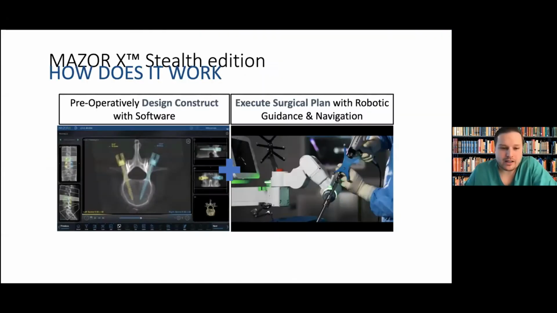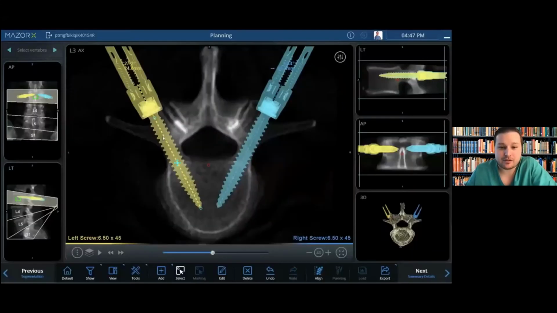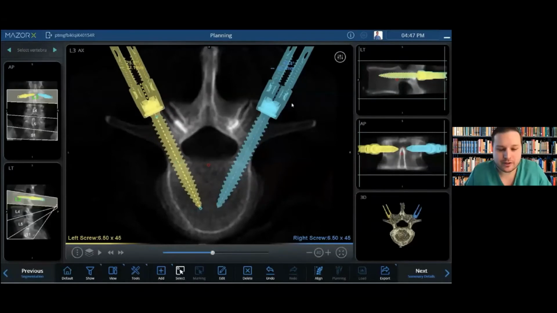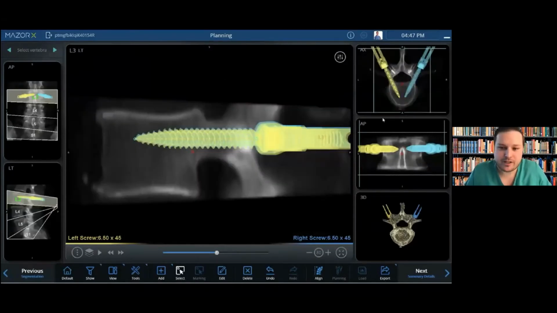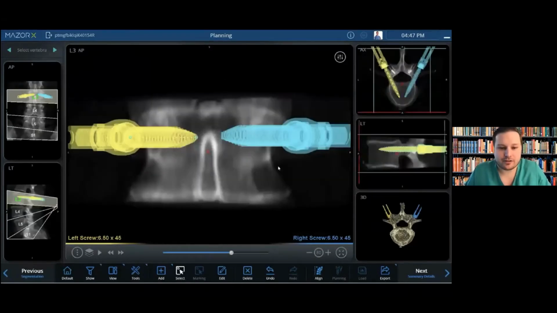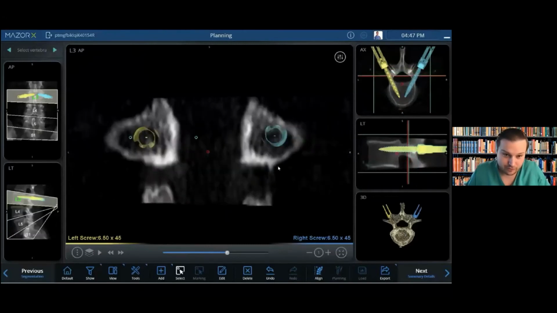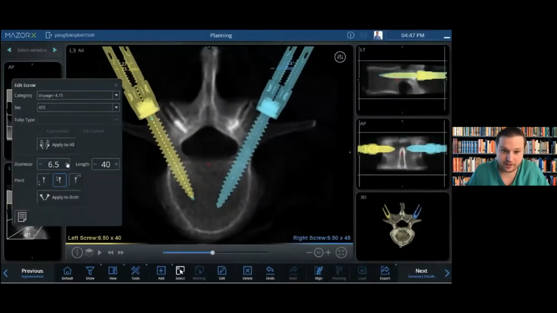With robotics, in particular, I'm discussing Mazor, but all of the systems have this. You're able to plan your construct with the software. And you can do this off a preoperative CT scan. Let me just show the video here. You go in, you place the pedicle screw, you can get the correct orientation. They have true AP, lateral, axial views. You're also able to scroll down the pedicles to ensure that your pedicle screws are exactly where they need to be. You can dial in the diameter and length, and all of this can be done preoperatively.